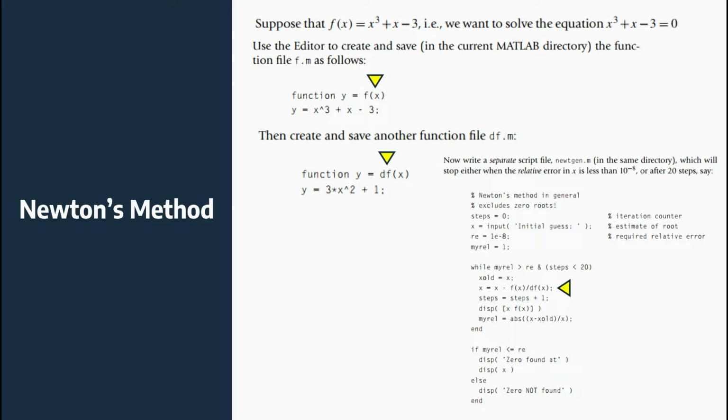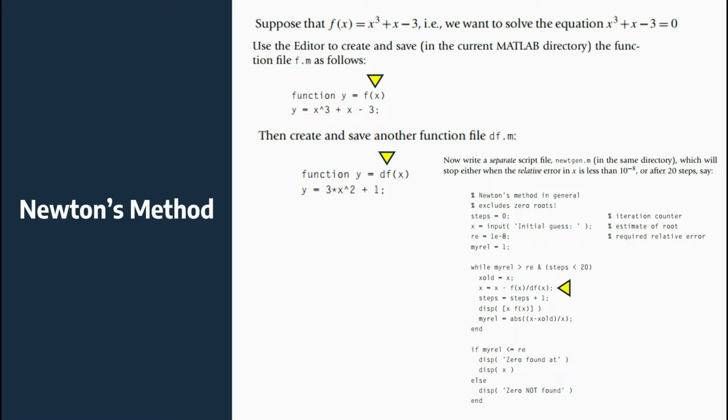We will say function y = f(x). You can start, in your editor, not in your command line, by creating function y = f(x). Then in the second line, y = x^3 + x - 3, semicolon. After you save that as f.m, we can move to the next one. The next one is basically the derivative of the function x^3 + x - 3. So we create another file in another editor window.